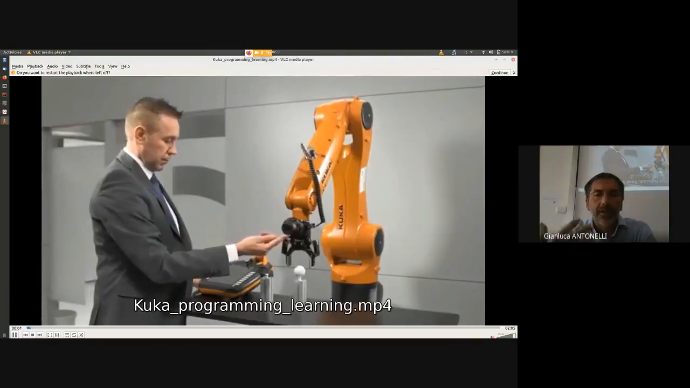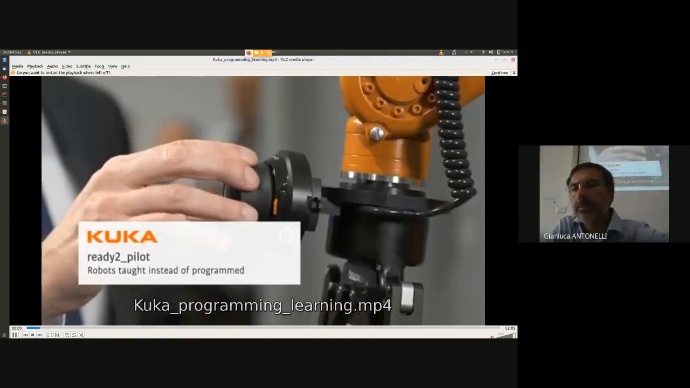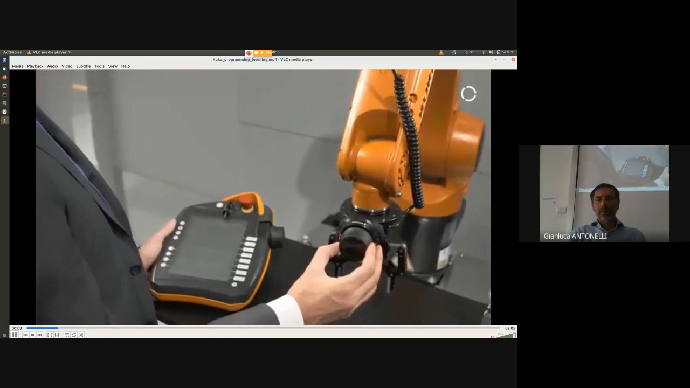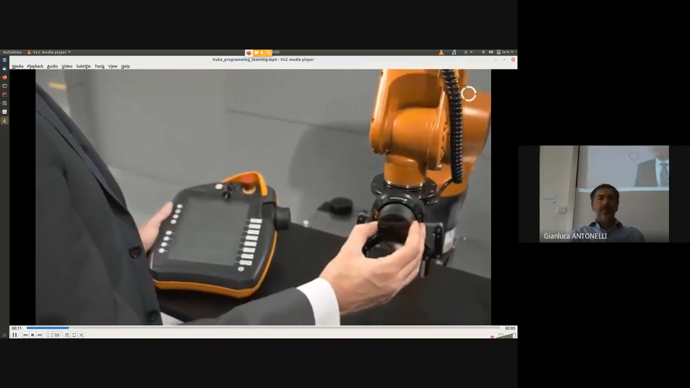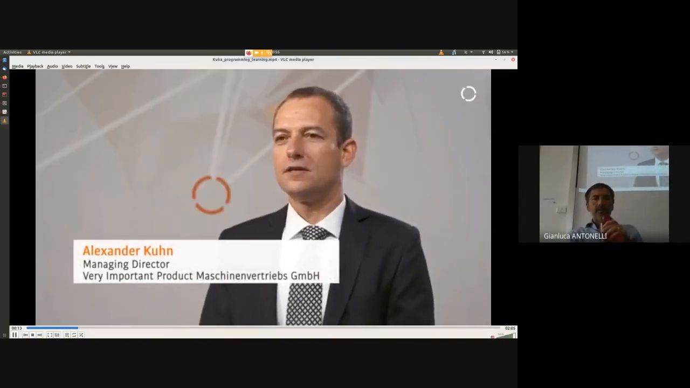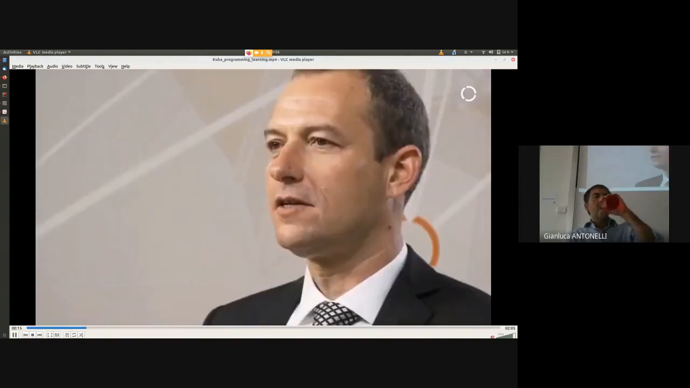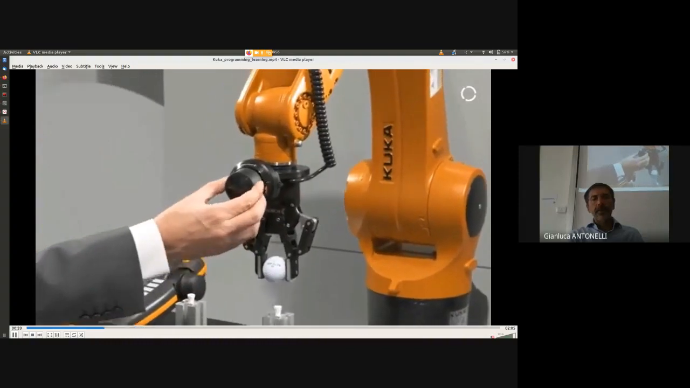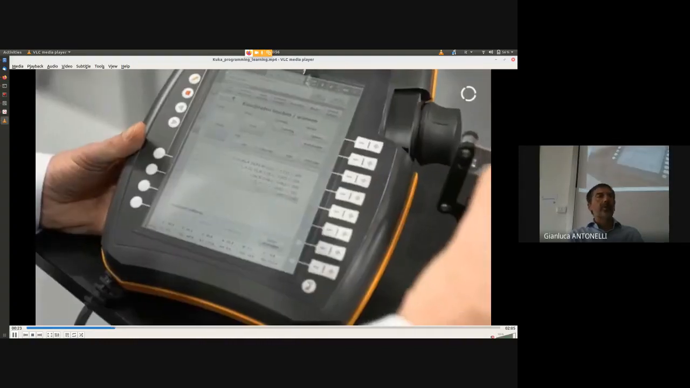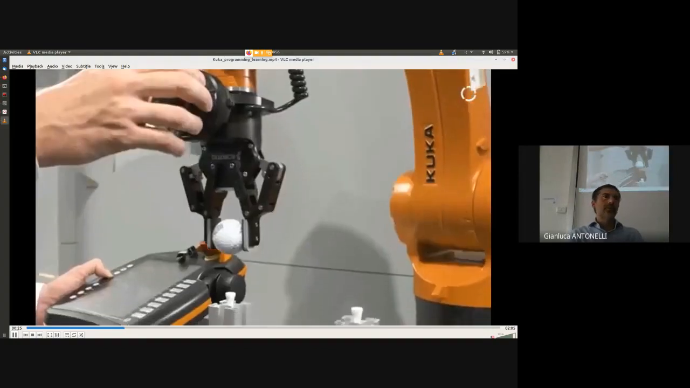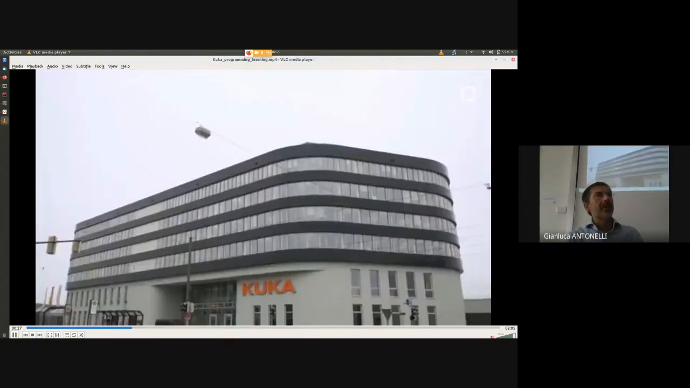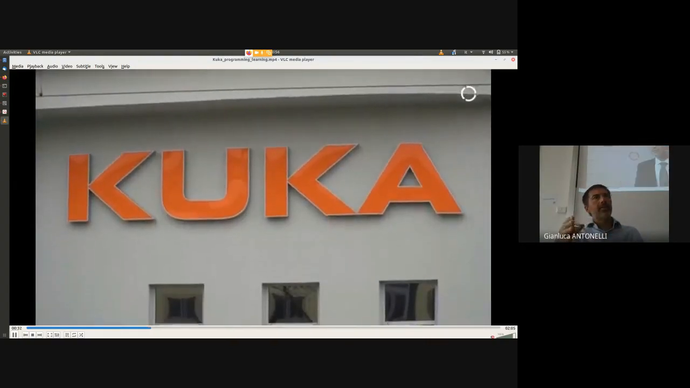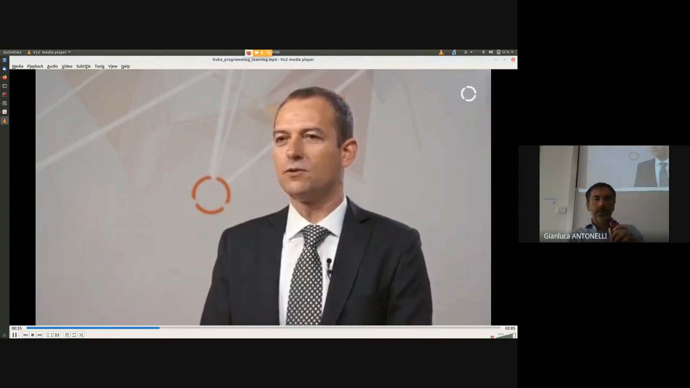I have some videos just to interrupt the equations a little bit. We haven't seen any equations yet. For example, this is an advanced man-machine interface by a German company. And this guy is actually programming the robot without coding. So this is part of very active research in order to make it easy for a person to program a robot. Okay?